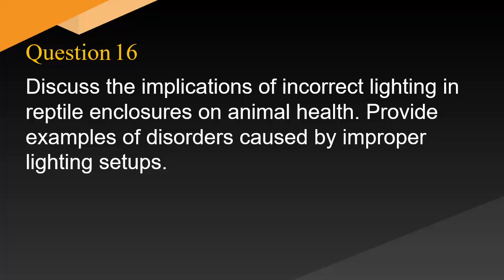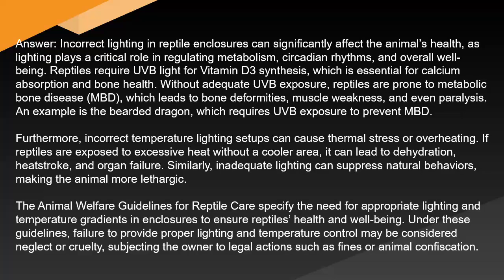Discuss the implications of incorrect lighting in reptile enclosures on animal health. Provide examples of disorders caused by improper lighting setups. Answer: incorrect lighting in reptile enclosures can significantly affect the animal's health, as lighting plays a critical role in regulating metabolism, circadian rhythms, and overall well-being. Reptiles require UVB light for vitamin D synthesis, which is essential for calcium absorption and bone health.